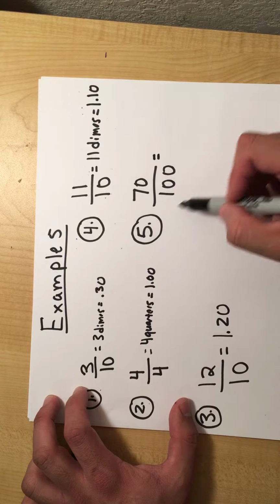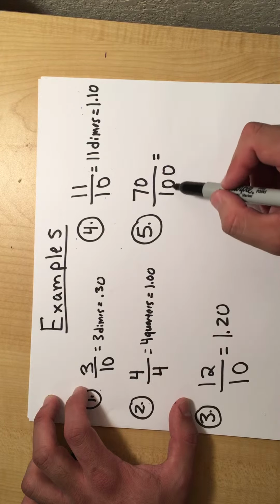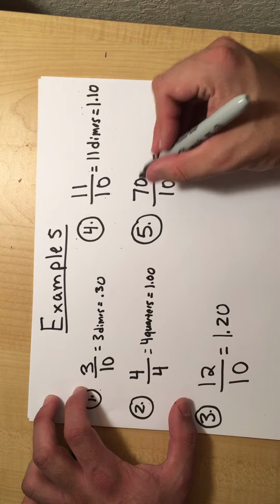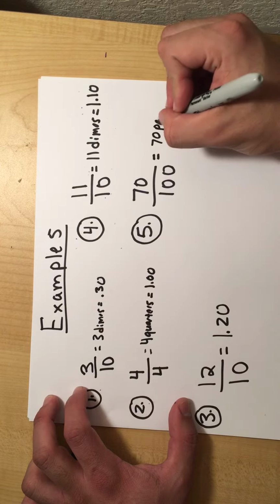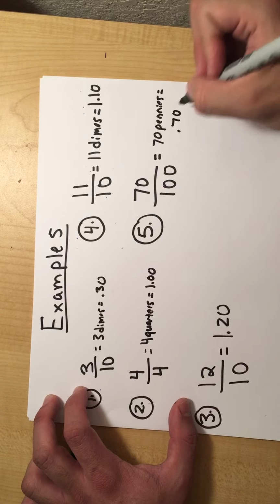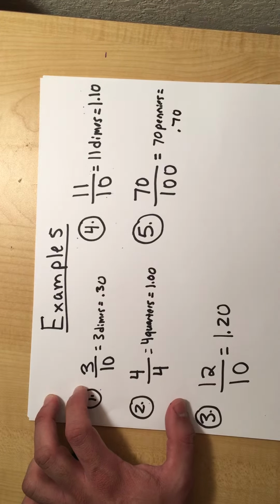And last but not least, this one here, the denominator is 100. So we're going to think of pennies. How many pennies do we have? 70 pennies. And that is equal to what amount? That's equal to 70 cents. So I hope this helps.